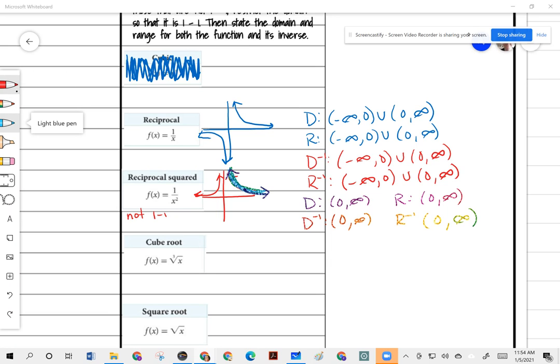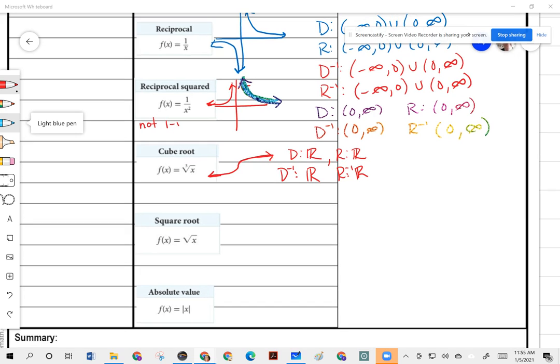Let's take a look at the cube root. The cube root is going to have this kind of inflection point here, and it is a one-to-one function. The domain is going to be all real numbers, and the range is also going to be all real numbers, and it's the same way with the domain and the range of the inverse, since they just switch.